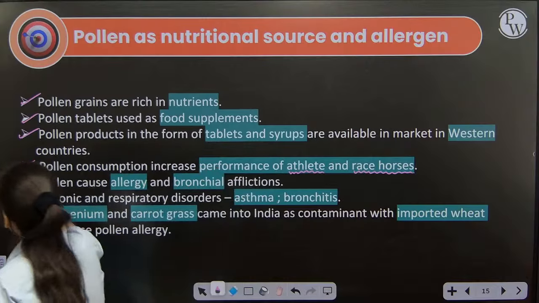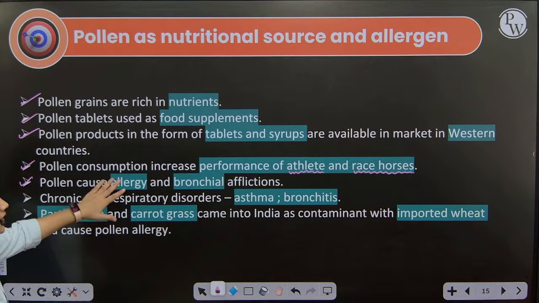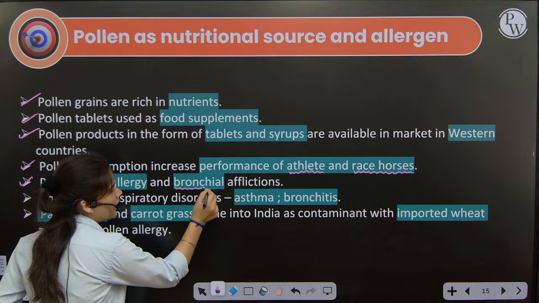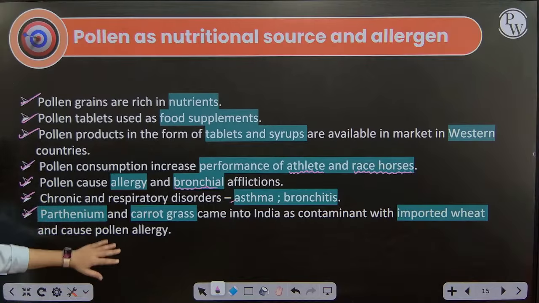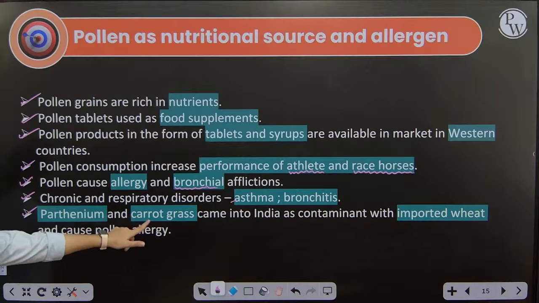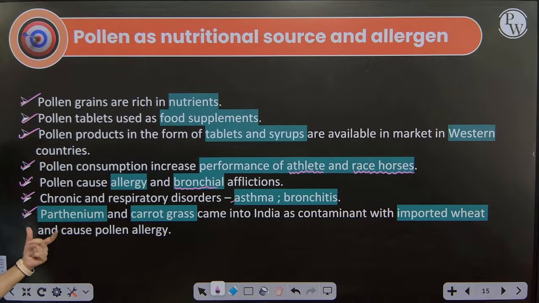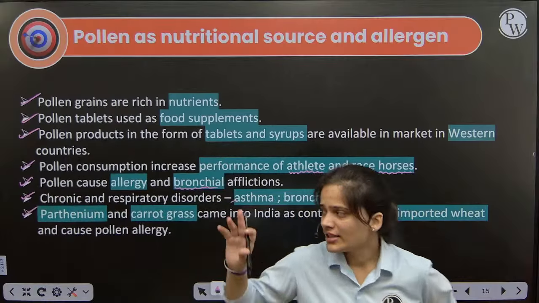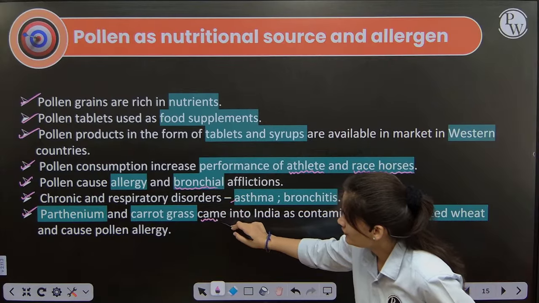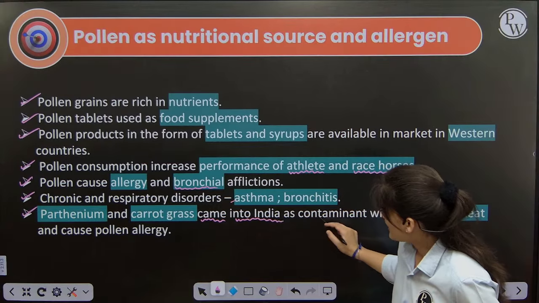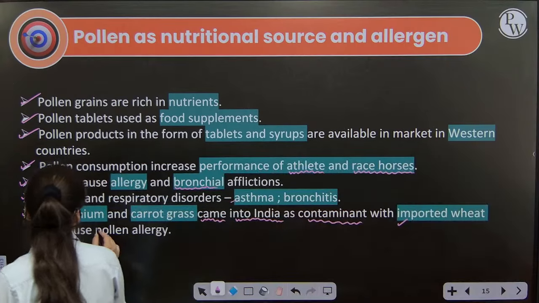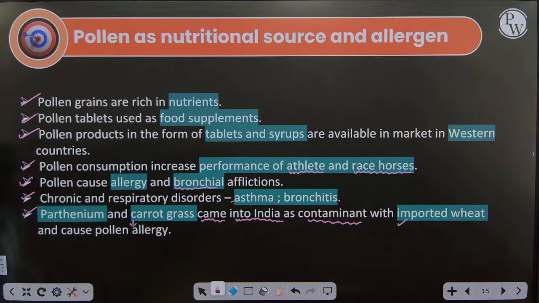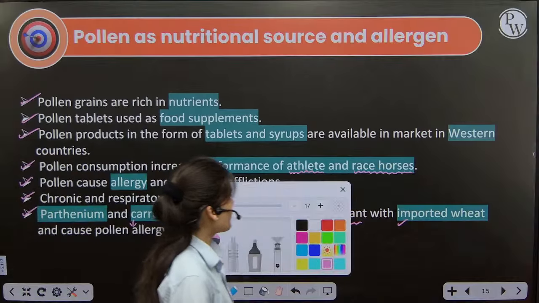Now, what about the demerits? Pollen causes some allergy and bronchial afflictions like asthma and bronchitis. One famous example is carrot grass. The scientific name of that carrot grass is Parthenium. This Parthenium is not native to India. It came into India as a contaminant with imported wheat, and this Parthenium caused pollen allergy. These are the nutritional aspects and demerits of pollen grain.